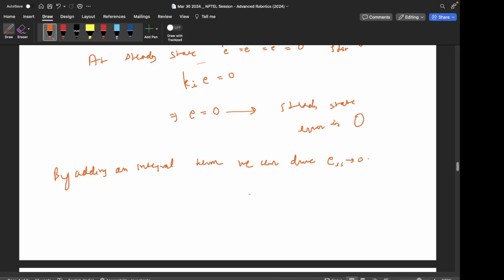But in practice, this KI term is generally chosen very small compared to the KP and KV terms, because it results in a third order system, but we would like to keep this system as close as possible to the second order system, in order to not affect the other dynamics of the system, the stability and all, the poles and all. So the KI term is generally chosen very small compared to KP and KV. So this is one way in which we can drive the steady state error to zero.